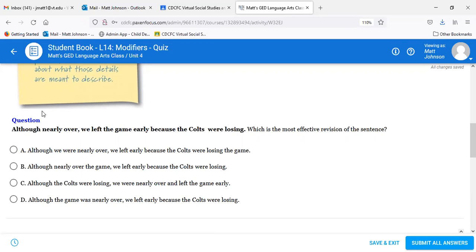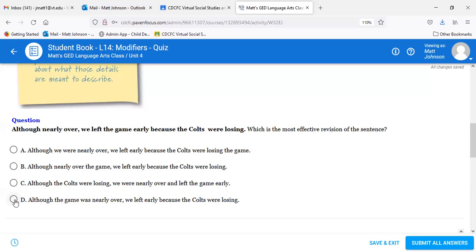Okay, I'll go ahead and go through them then. On number one here: although nearly over, we left the game early because the Colts were losing. Our choices are: A, although we were nearly over, we left early because the Colts were losing the game. B is, although nearly over the game, we left early because the Colts were losing. C is, although the Colts were losing, we were nearly over and left the game early. And D, although the game was nearly over, we left early because the Colts were losing.